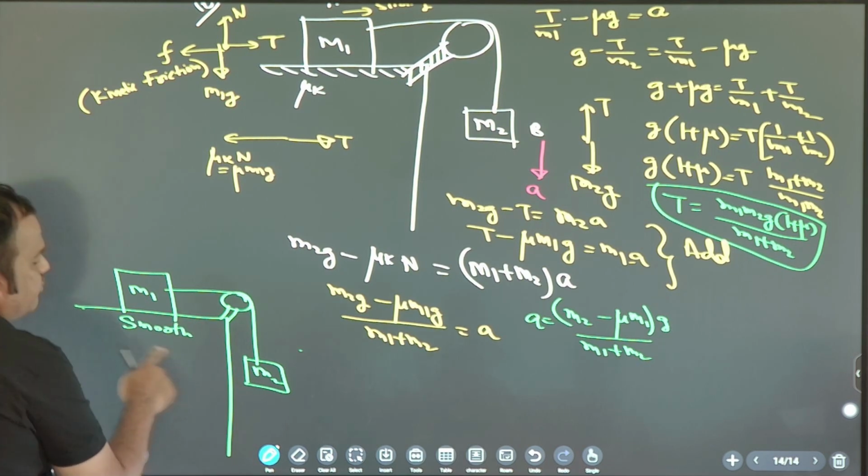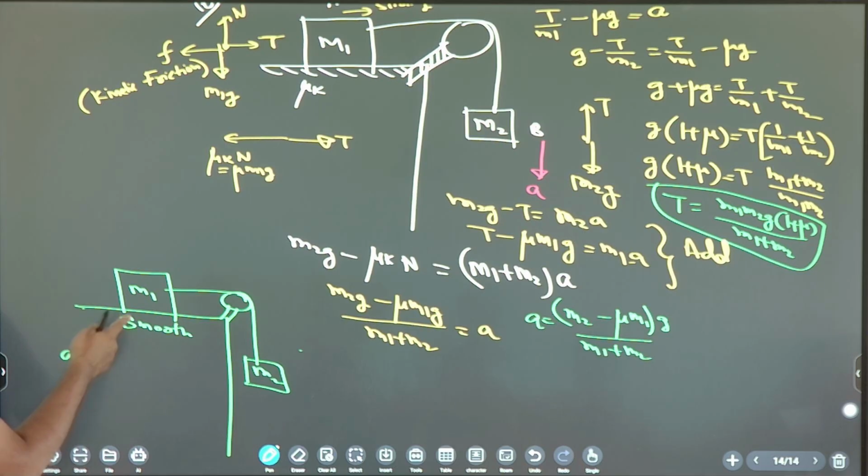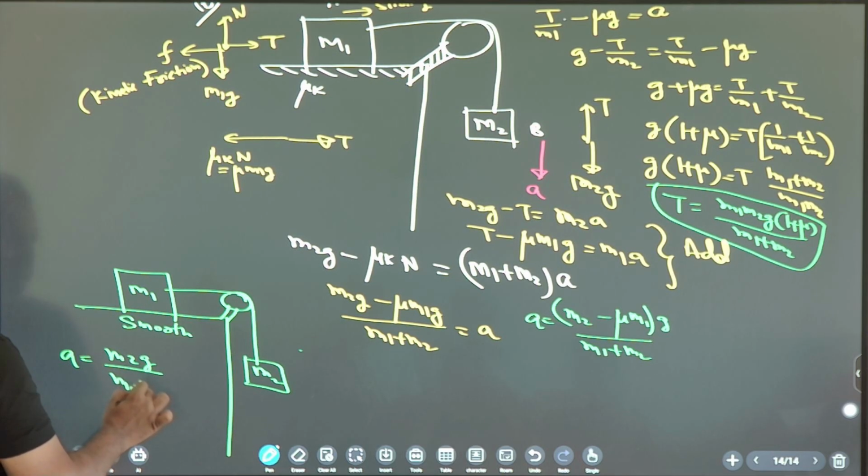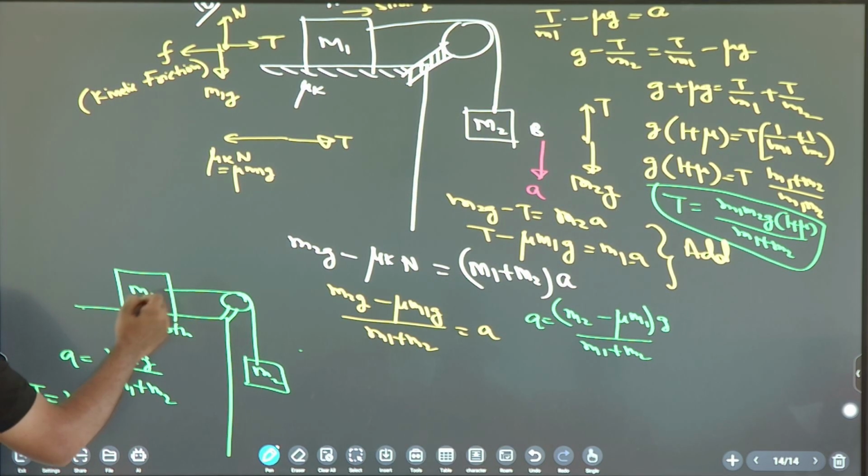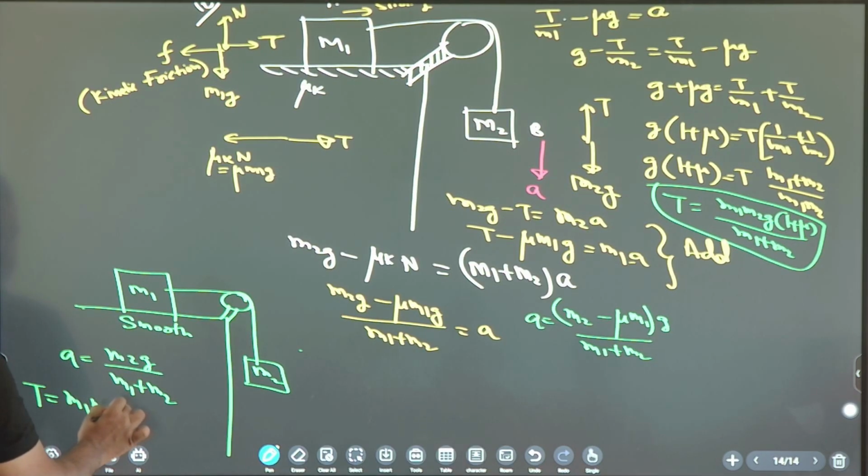Then you know what is the formula for acceleration if it is a smooth surface. M2G by M1 plus M2. Correct, very good. And the tension formula will be M1 into A. So M1 M2G by M1 plus M2. Okay, tension formula.